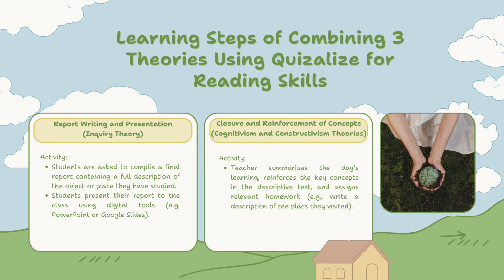Number seven is report writing and presentation, adopted from inquiry theory. The first activity is students are asked to compile a final report containing a full description of the object or place they have studied. And the second activity is students present their report to the class using digital tools, for example PowerPoint or Google Slides.